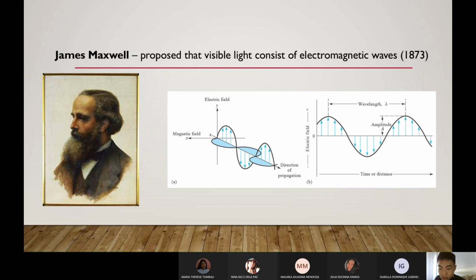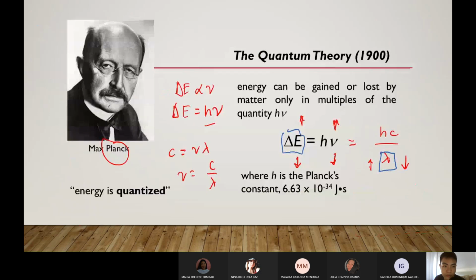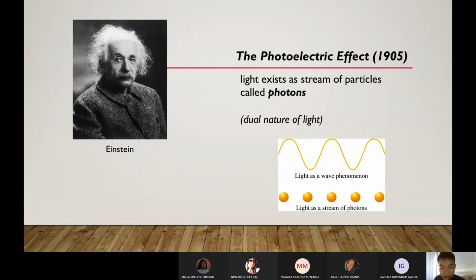Light is an energy. According to James Maxwell and Newton, light can be separated into many colors, or basically there is a spectrum of light. Later on, they found out that light interacts with matter. According to Max Planck, energy is quantized, so you can get the energy based on the wavelength of the light. And according to Albert Einstein, light exhibits both wave and particle behavior.